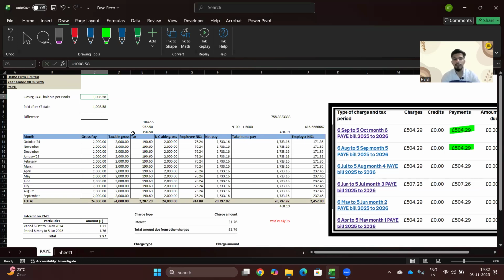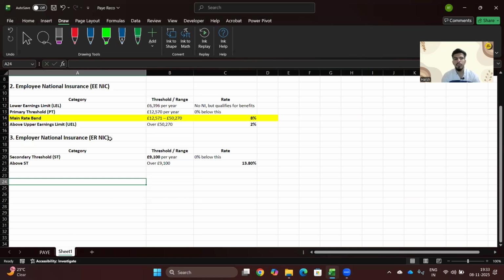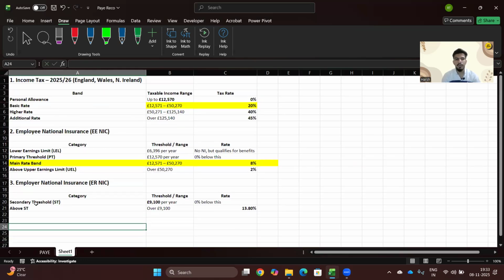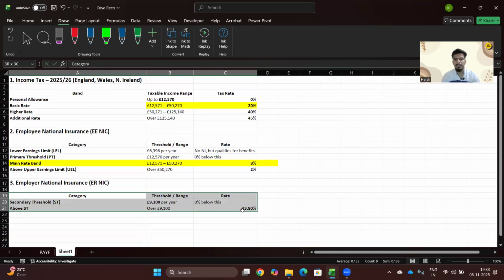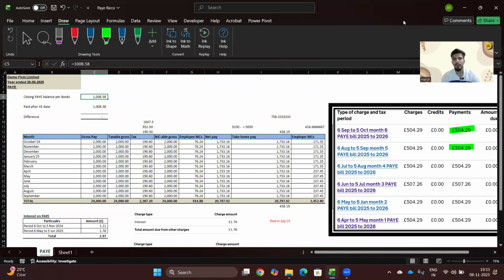Okay, so these are some of the points that you need to consider. You need to know what the threshold is. You need to ensure that you are charging the latest rate in the current financial year. That is, you have a threshold of £5,000 per year, and the rate is 15%. Got it? Okay. So this one was our video summarizing PAYE reconciliation.